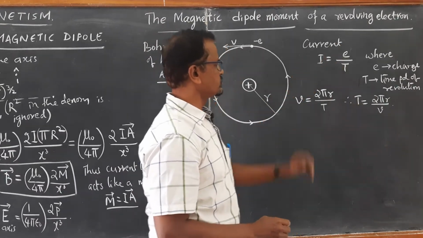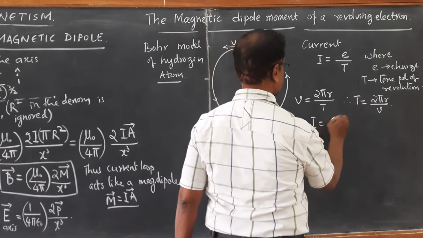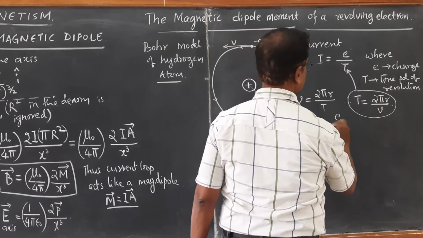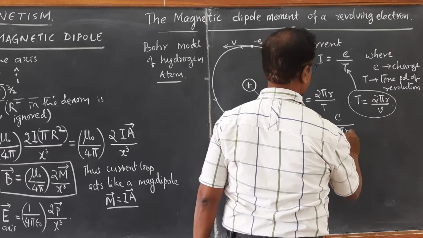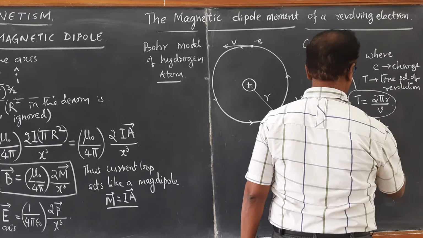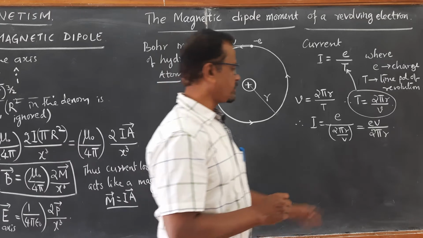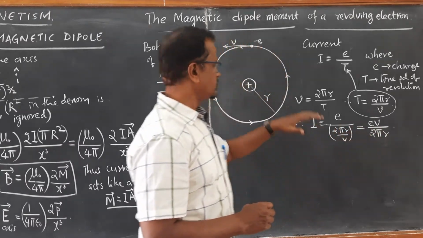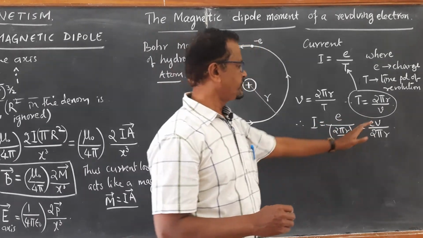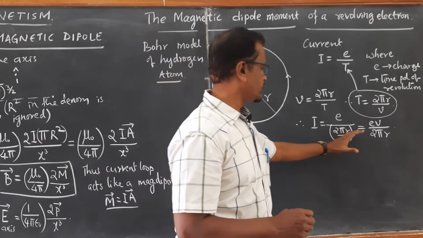Substituting this in the earlier equation, we get the equation for current. Therefore, I becomes e upon 2 pi r by v. So, v comes to the numerator, and it becomes e v upon 2 pi r. This is the current value, where 2 pi r gives the complete circumference, e is the charge of the electron, and v is the linear speed or linear velocity of the electron. This is how we get the current.